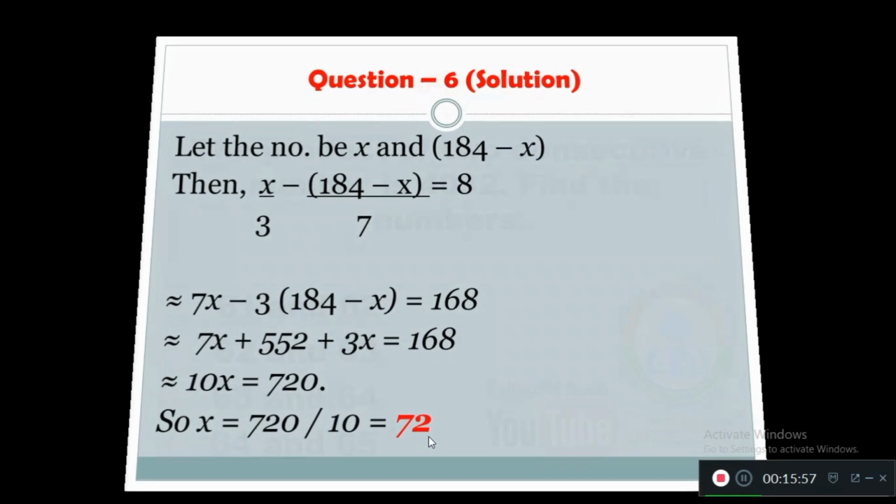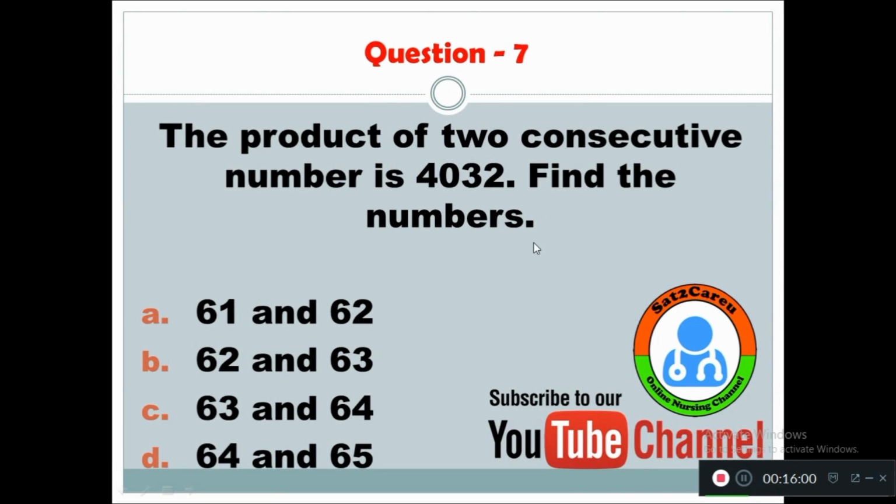Question number 7. The product of two consecutive numbers is 4032. Find the numbers. Consecutive number means next number. Product is multiplication. 61 and 62 as option A, 62 and 63 option B, option C will be 63 and 64, and D 64 and 65. Let's go and see the answer now. 63 and 64. So multiply and see, you will get the answer.